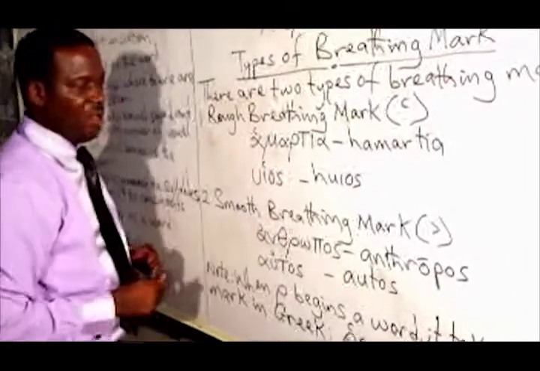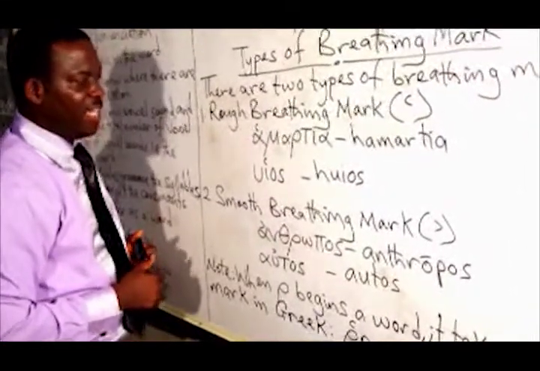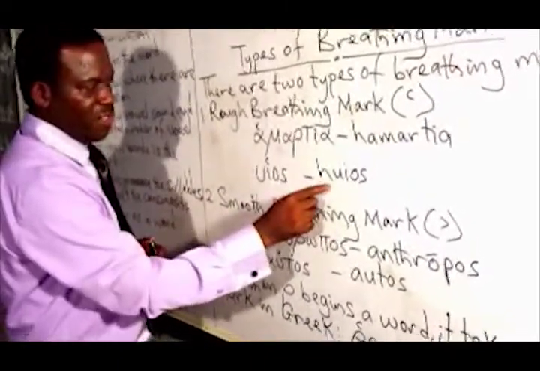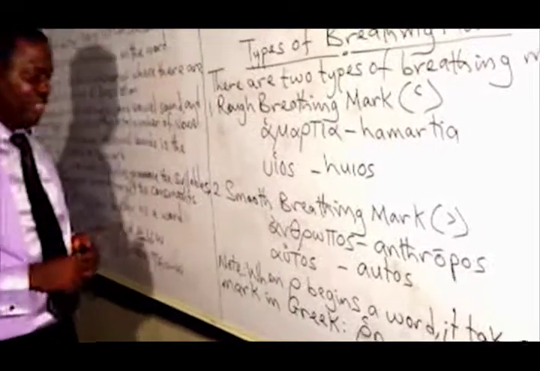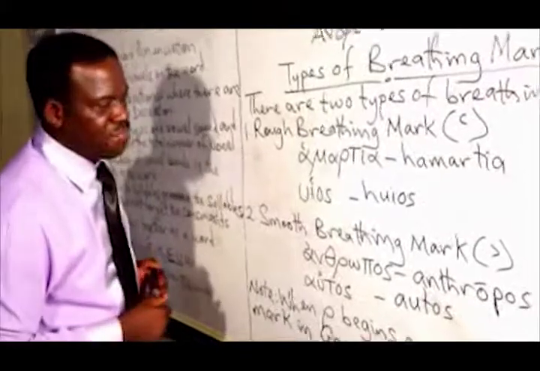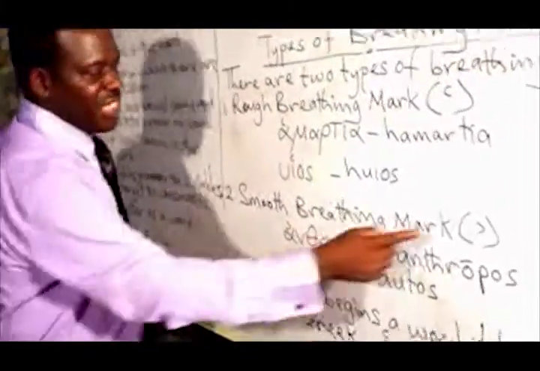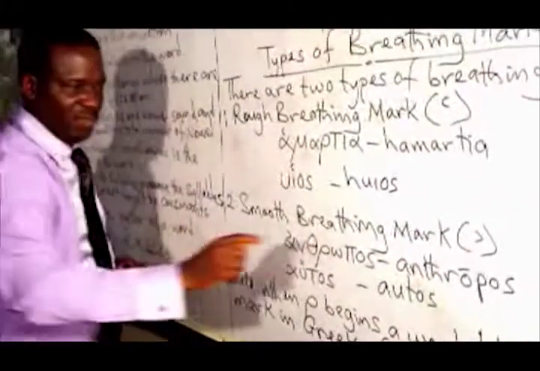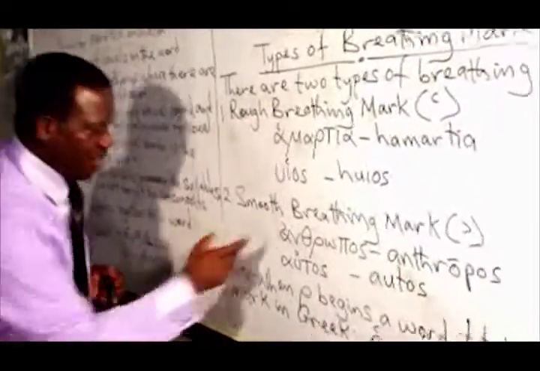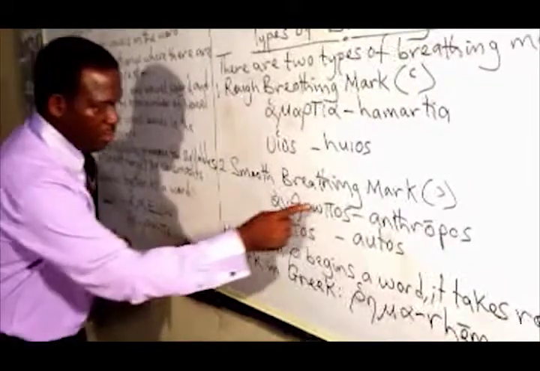Then the rest of the letters in English. This is very, very important for us to take notes of. The second type of breathing mark is called the smooth breathing mark. The smooth breathing mark is concave to the right. The curve is to the right, and it is placed on some Greek words.